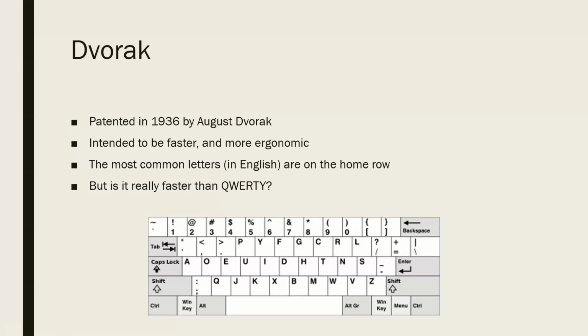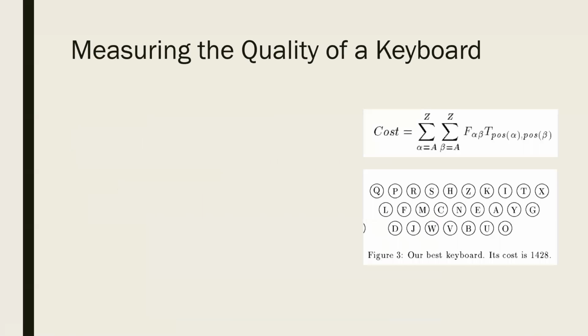Some initial studies that Dvorak had run showed that typists who used Dvorak were faster at typing than typists with QWERTY. But we need to look a little closer to see whether Dvorak is actually a faster or more optimal keyboard than QWERTY. What we can do is make a quantitative analysis of this. There was an interesting research project which developed a way of measuring the quality or cost of a good keyboard.